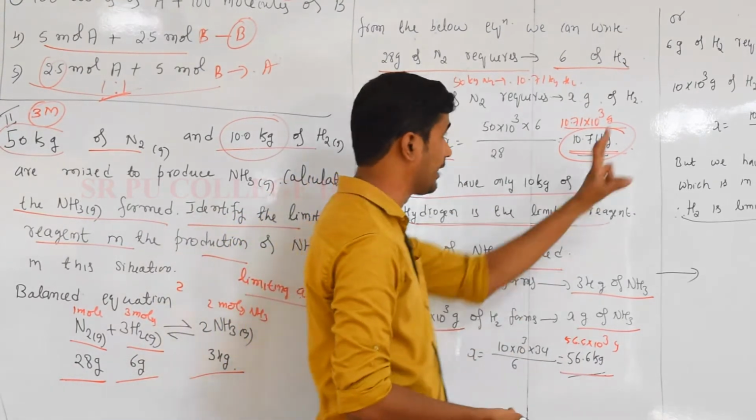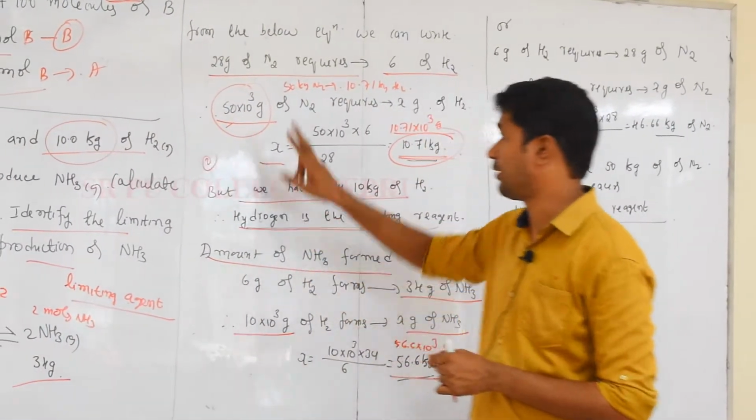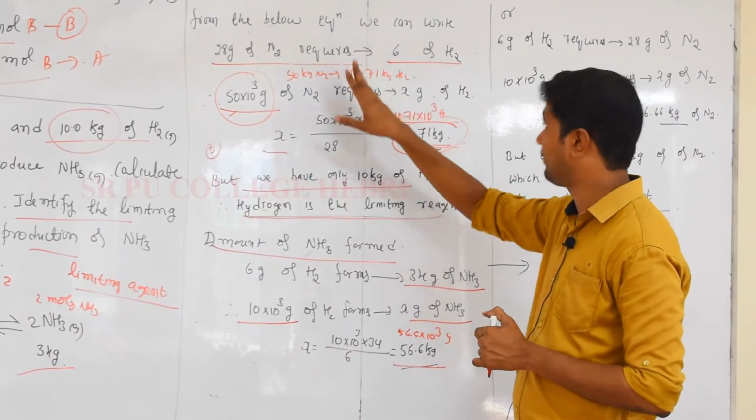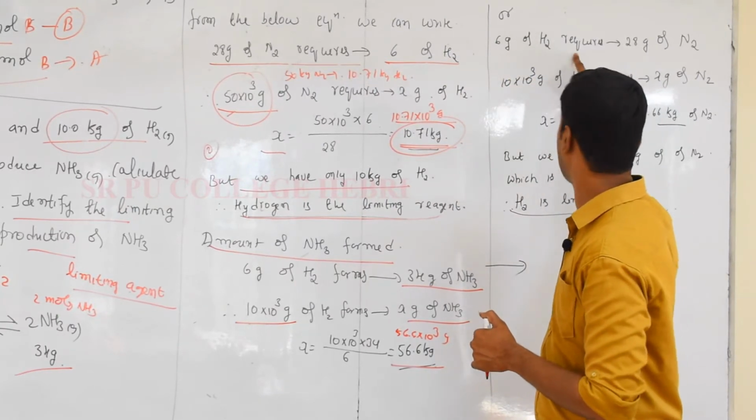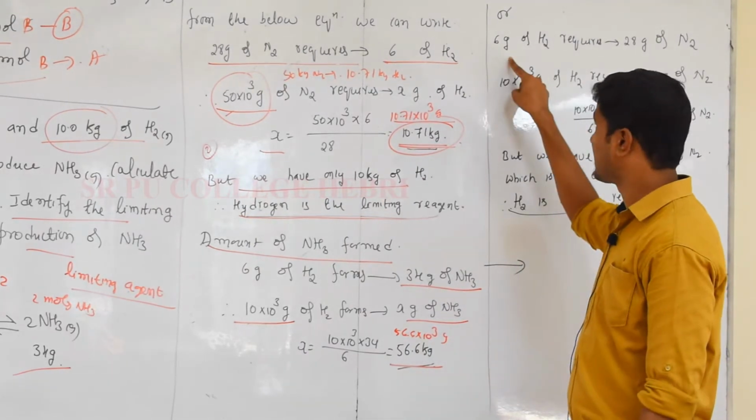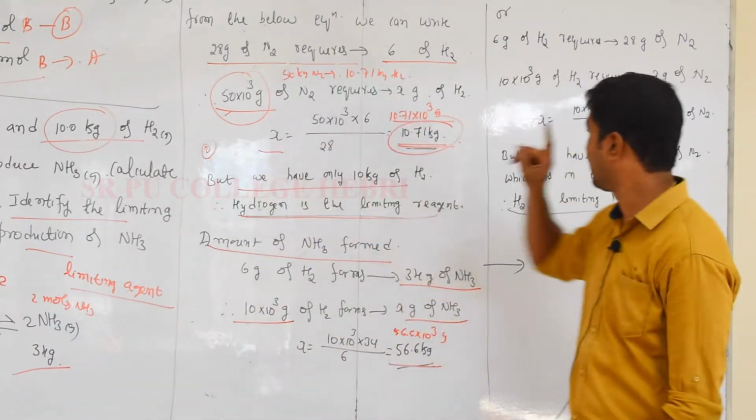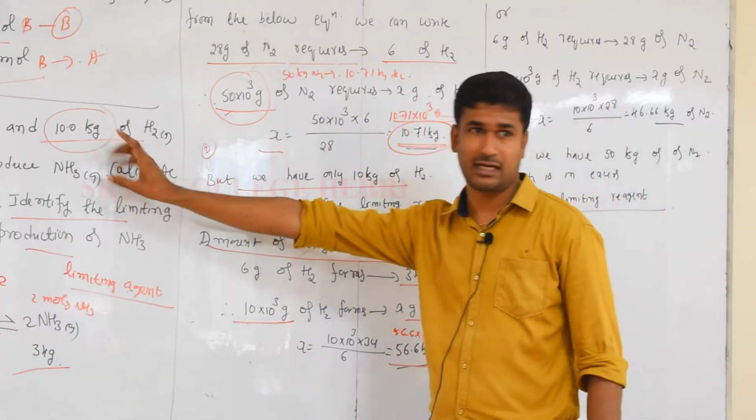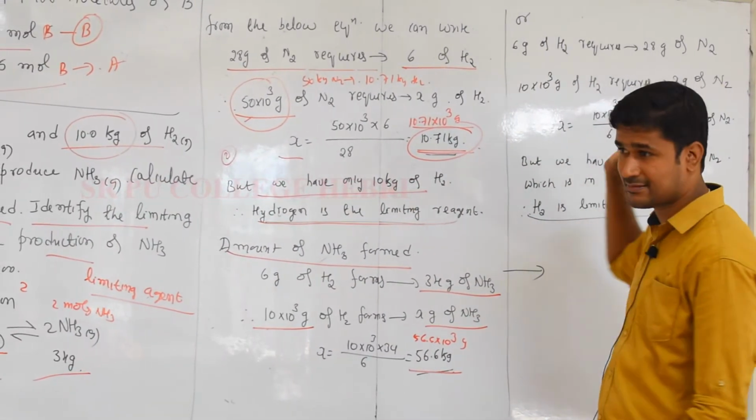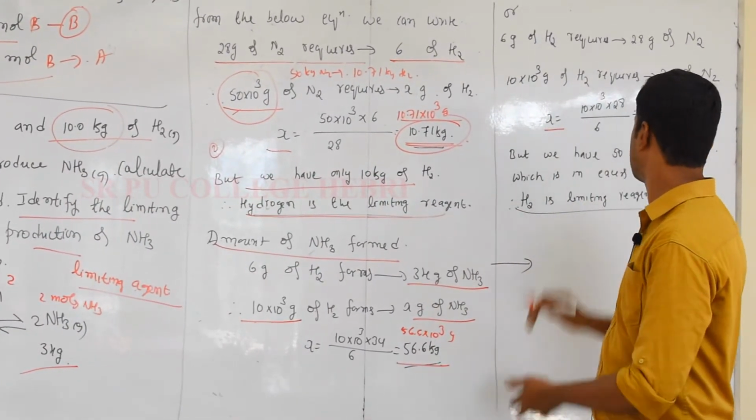The second method, look here. Here, while writing the equation, I have made a small change. See what I have done. Here I have taken 28 gram of N2 requires 6 gram of H2. Here I have written 6 gram of H2 requires 28 gram of N2. Correct, right? So let us see how to find it using this. 6 gram of H2 requires 28 gram of N2 from this equation. How much hydrogen do we have? We have 10 kg, that is 10 into 10 raised to 3 gram of H2 requires x gram of N2. So what is x now? X is equal to 46.6 kg of nitrogen.